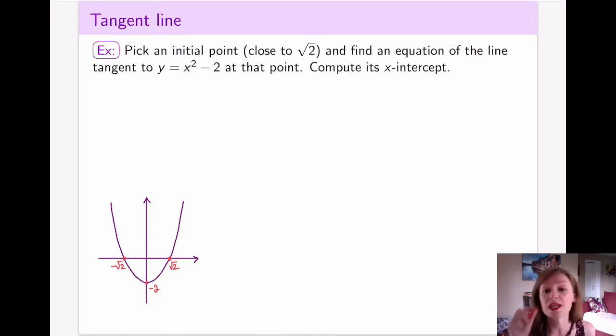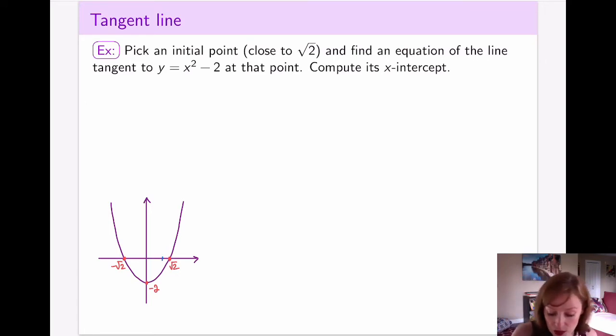We're going to pick an initial point, a point at which to construct a tangent line, somewhere close to square root of 2, find an equation of the tangent line at that point, and then find its x-intercept. Now, first thing I'm going to do, because this is very nicely visualized with the graph, I'm actually going to sketch the situation first. I need to pick a point close to square root of 2. Well, I know that 1 squared is 1 and 2 squared is 4, so root 2 is somewhere between 1 and 2. 1 seems to be a good point, so 1 will be my initial first point.